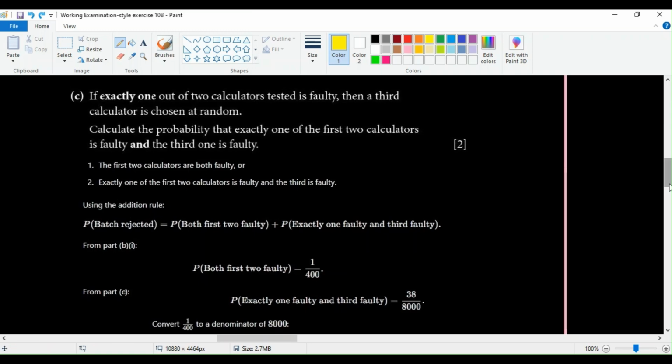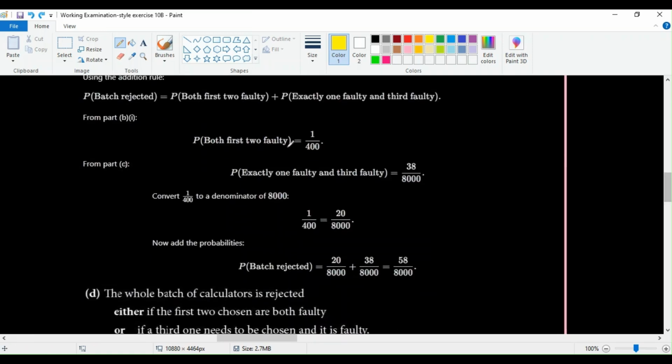Now, using a multiplication rule, in here we need to have first two faulty and add it to exactly one faulty and the third faulty, which is going to be 1 out of 400. Now, from part C, what we can understand is it is 38 out of 8,000. Now, we need to convert 1 over 400 into a denominator of 8,000. That means 1 out of 400 is equal to 20 over 8,000.